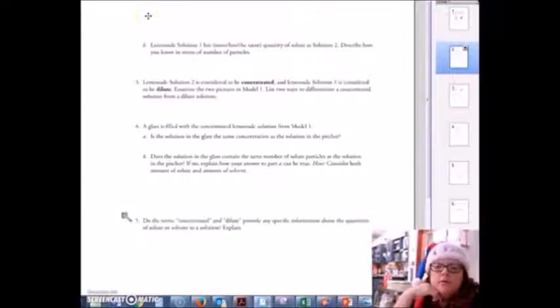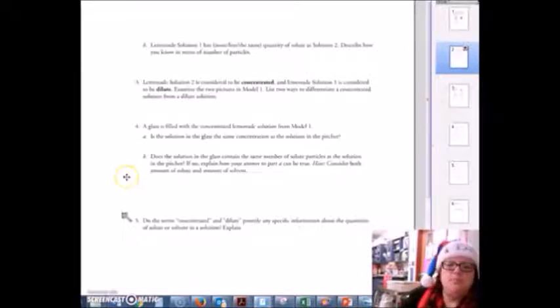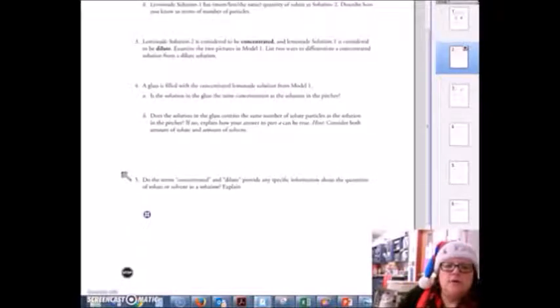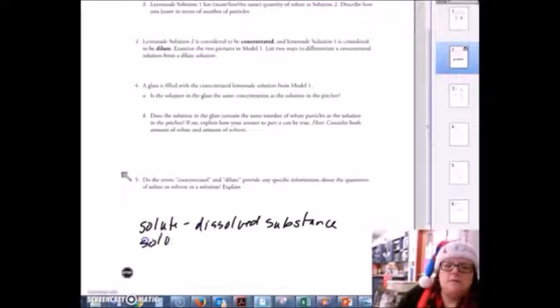Okay, so we found in the discussion several terms. First of all, what does solute mean? So we're going to define that as well as concentrated and dilute. Solute is the thing that is dissolved. And solvent is what's dissolved in.